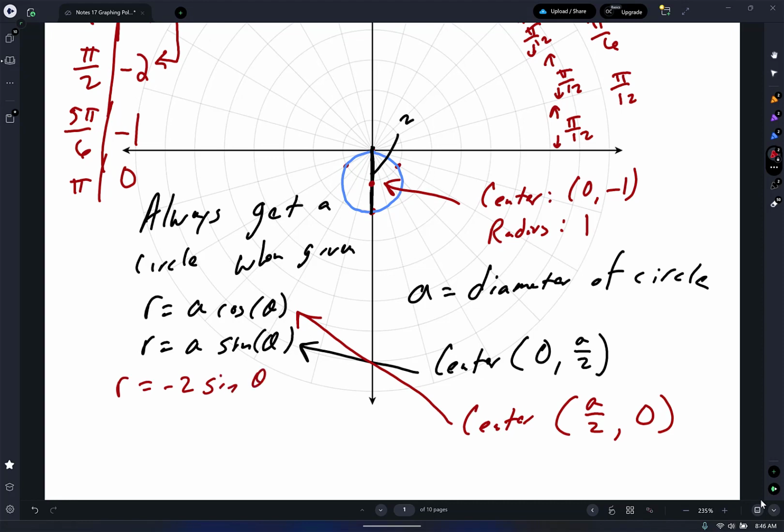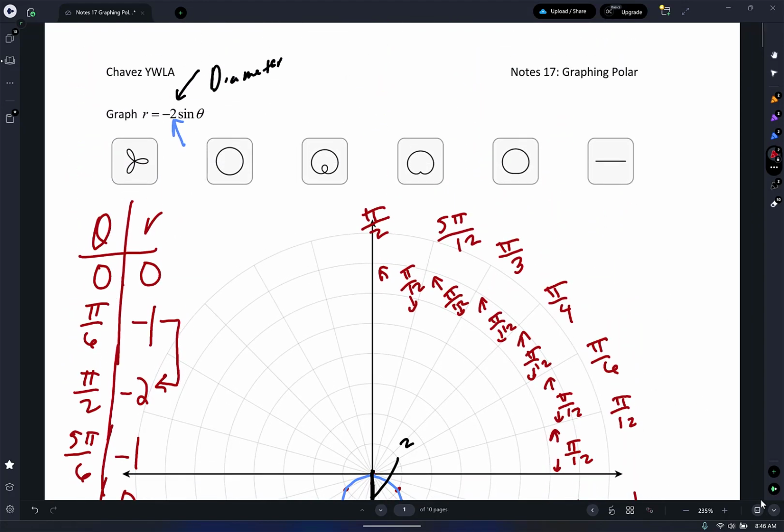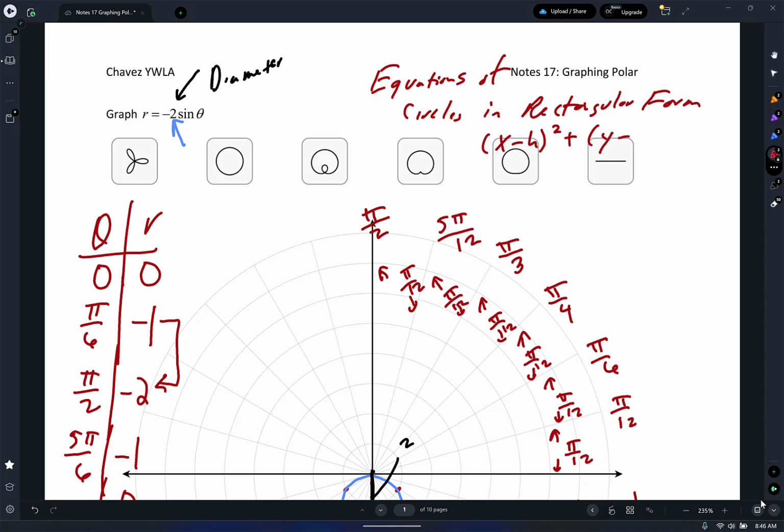We already did equations of circles, guys. Equations of circles, all of them look like this. I'll write it over here. Equations of circles in rectangular form, you can also say Cartesian form, looks like (x minus h) squared plus (y minus k) squared equals r squared, where (h, k) is the center. So I'm going to make it look like that.